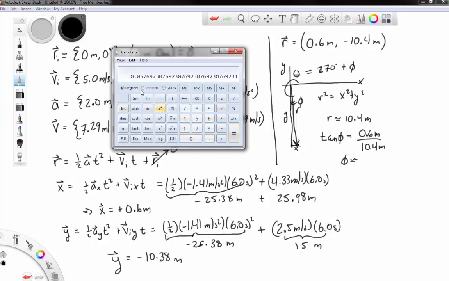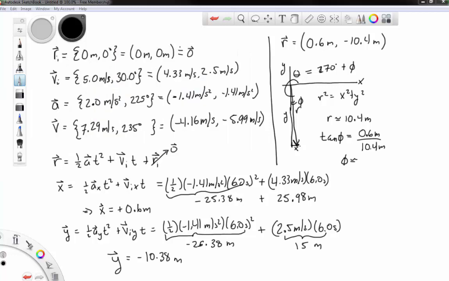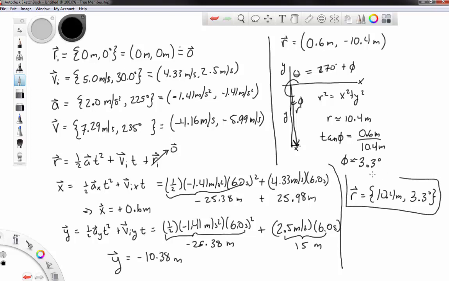Let's plug in these numbers and get the inverse tangent. It's 3.3 degrees. So the final position in polar is going to be 10.4 meters, comma, 3.3 degrees. Okay, so at this point we have officially solved the long example.